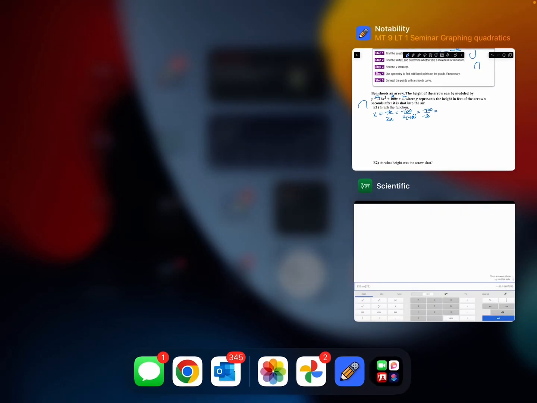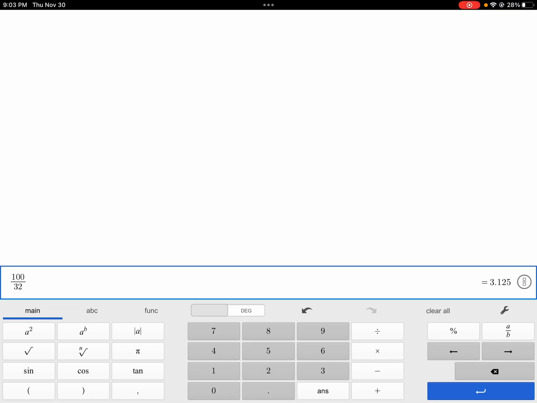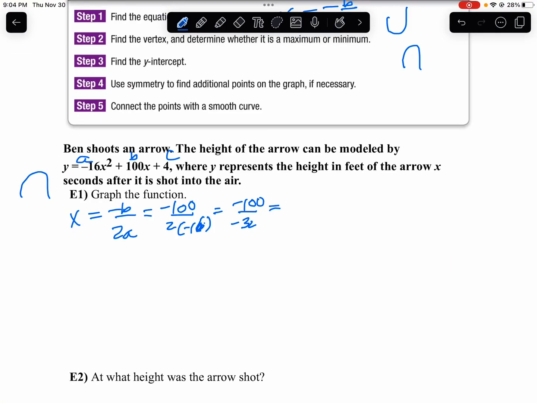And since we're graphing it, we can use decimals. So we're going to take 100 divided by 32. That'll be about 3.125. Now, I'm not going to graph 3.125, but I'll write it down for here. So then, that's going to be your axis of symmetry.